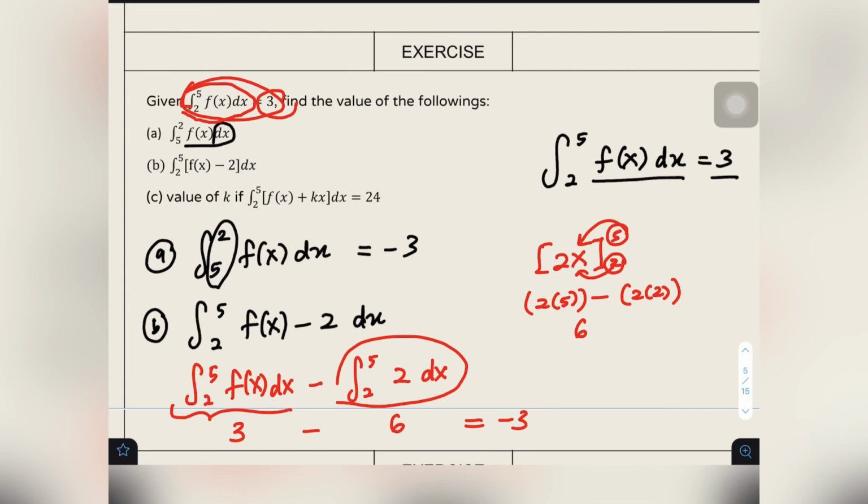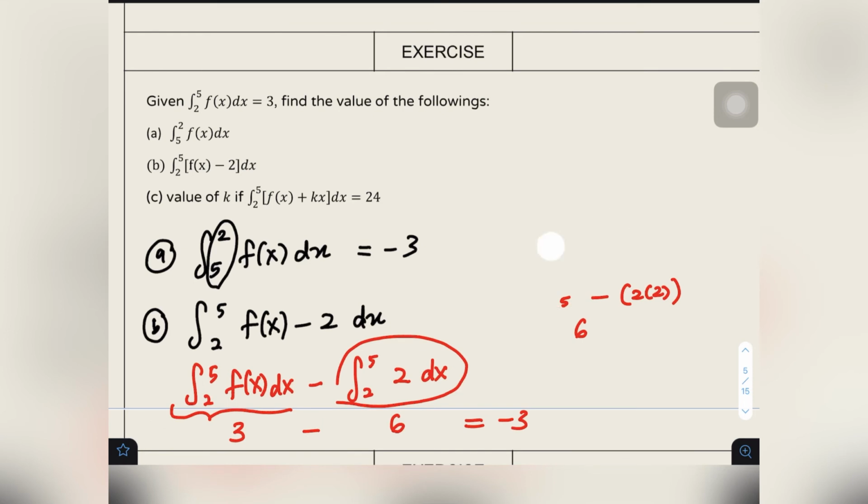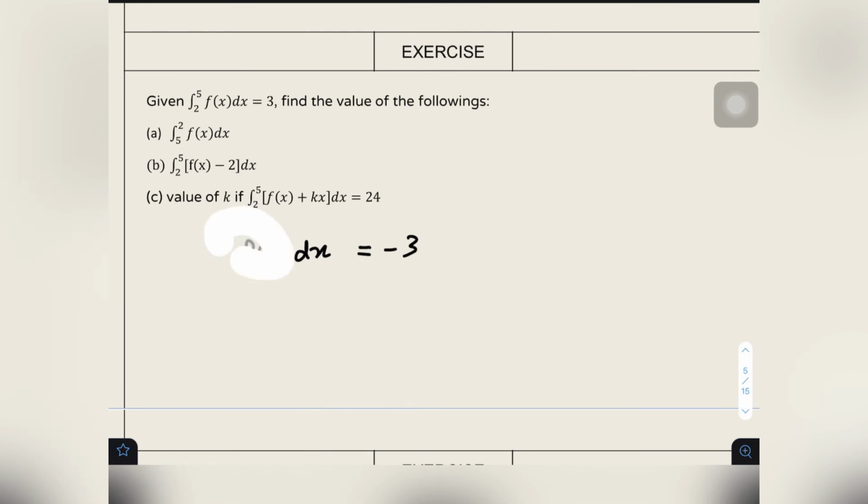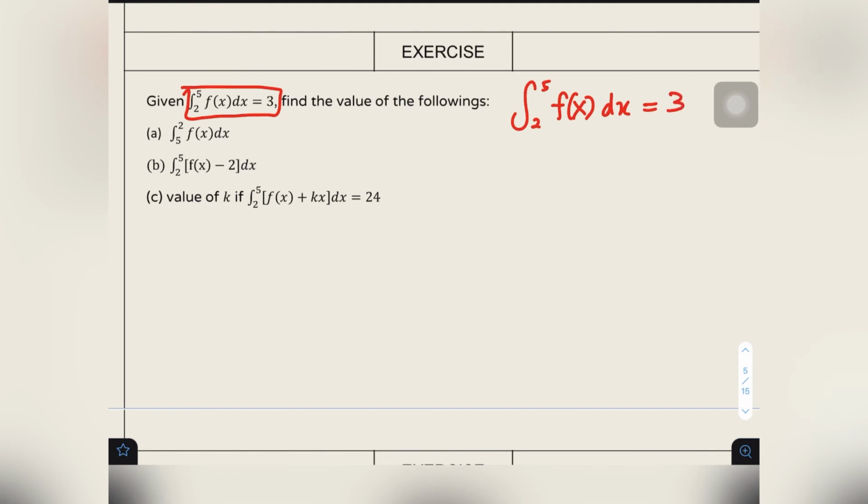Okay, let's see question C, where it might be a little bit challenging for you. Okay, but if you understand the property clearly, then it's actually an easy question. Just need to understand what the question asks you to find, and what the question gives you as information to help you find the value. Okay, just now we have been given the information here. Okay, we have the integration from 2 to 5 of the function f(x) dx equal to 3. This one is the information that we have.